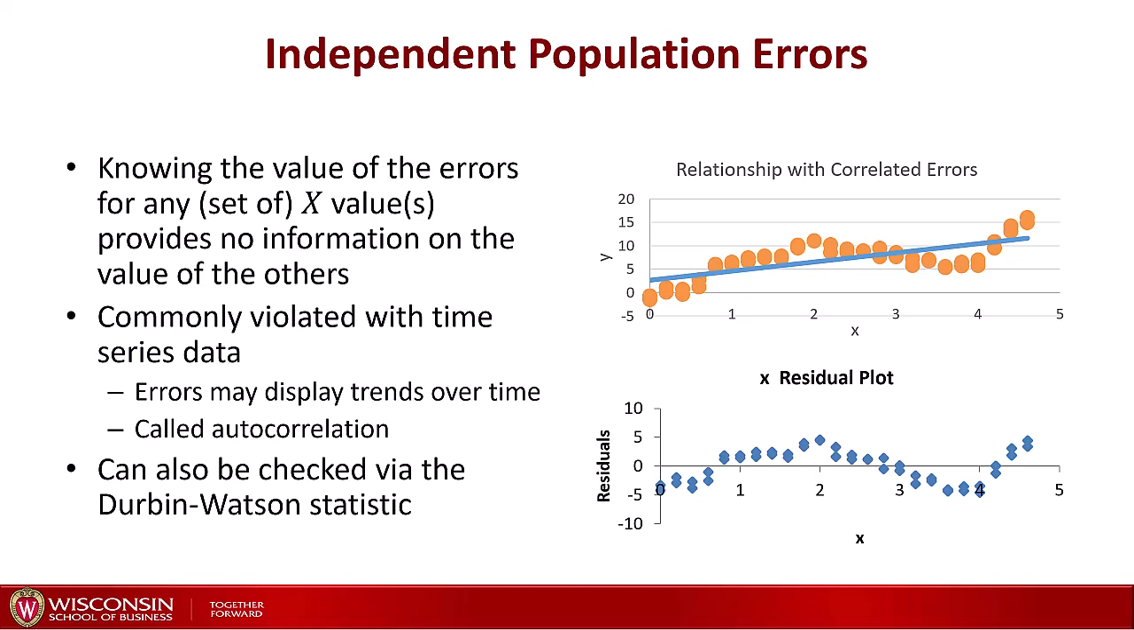This is commonly violated with time series data, because errors usually display trend over time. This is called autocorrelation. It means that each error is correlated with the error just before it. We can actually check if this independence assumption is violated with a statistic called the Durbin-Watson statistic.